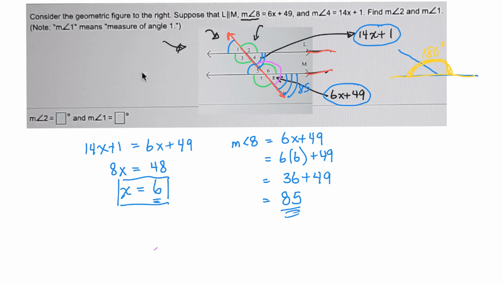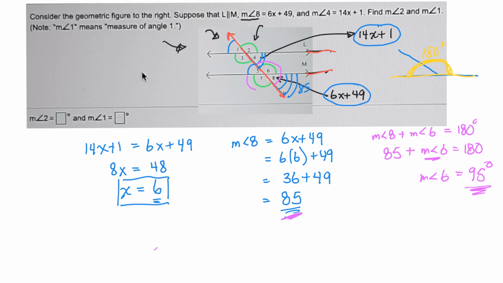So the measure of angle 8 plus the measure of angle 6, let me write that. The measure of angle 8 plus the measure of angle 6 has to be 180 degrees. And if I know the measure of angle 8 is 85, then something plus 85 gives me 180. It's that the measure of angle 6, I believe, has to be 95 degrees. Okay, hopefully that makes sense. So if the measure of angle 6 is 95, then all the ones that look like that one are also 95.